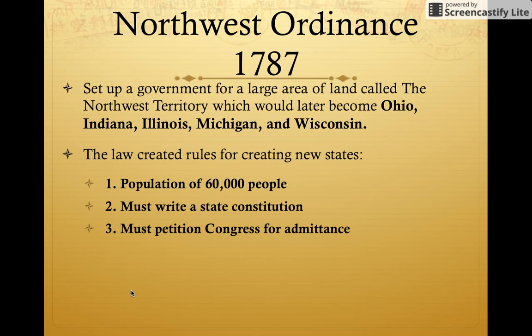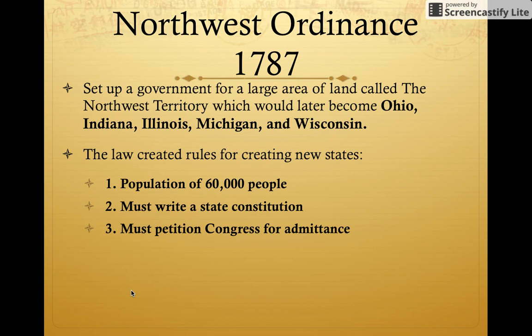So when we talk about the Union at this point, we're talking about the Union of the 13 colonies plus other states that are going to be added based on the population, based on them having a constitution and petitioning Congress for admittance. So the Northwest Territory, those states you will see will later become Ohio, Indiana, Illinois, Michigan, and Wisconsin. And another thing about this Northwest Ordinance that's going to be very unique in 1787, you're going to see that this whole area is slavery free. So no slaves are allowed in the Northwest Territory.